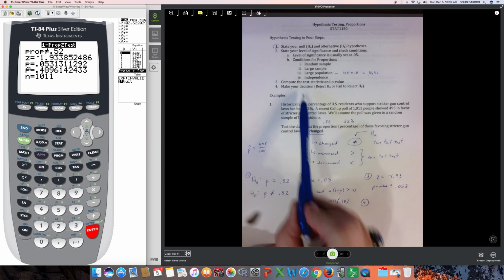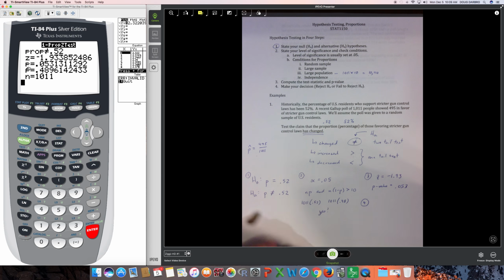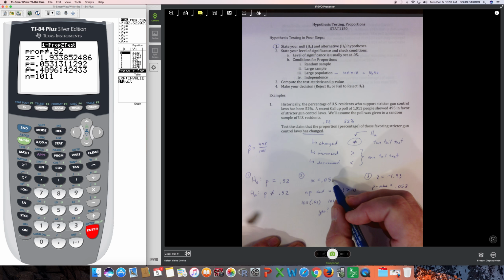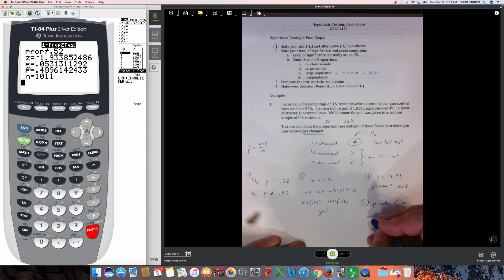All right, now let's go ahead and work number 4, and then we'll go back and show you the draw option. So the next thing is make your decision, and this is really pretty easy. What we do is we compare our p-value to our alpha. If our p-value is less than alpha, we reject. If our p-value is greater than or equal to alpha, we fail to reject. Well, guys, our p-value here is 0.053. That's bigger than our alpha, 0.05. So we're going to fail to reject.